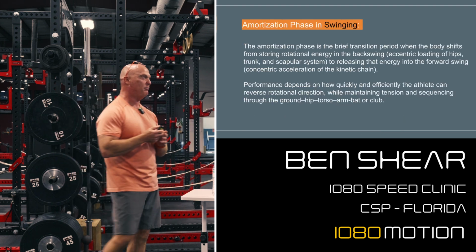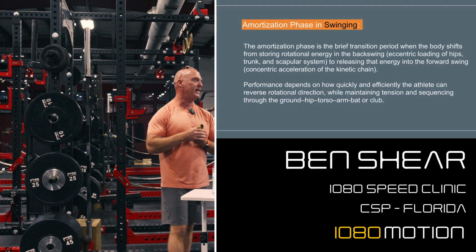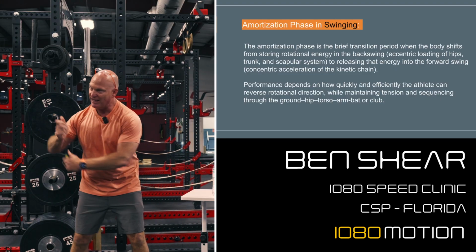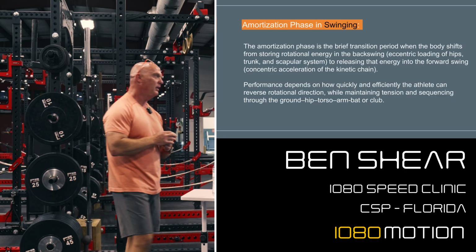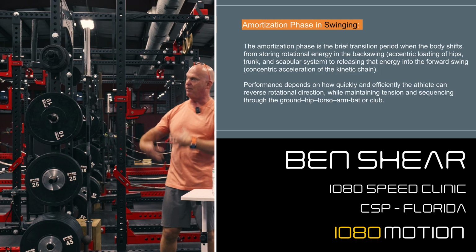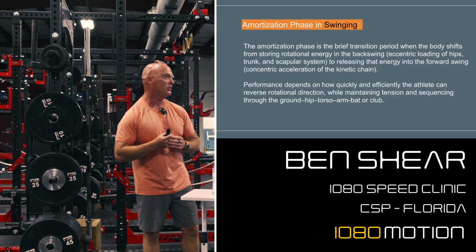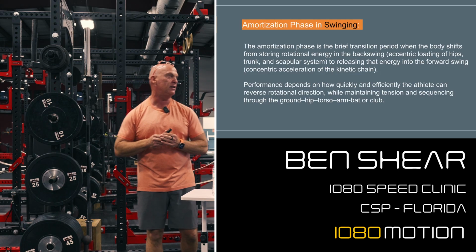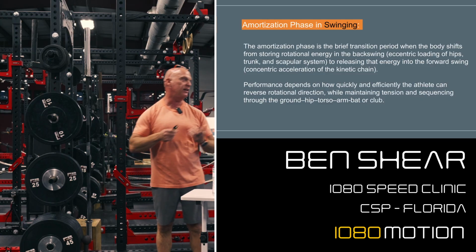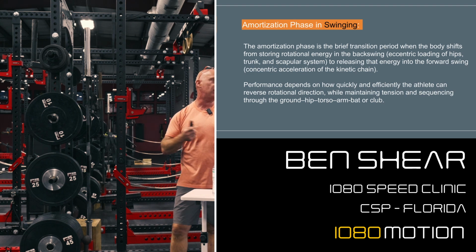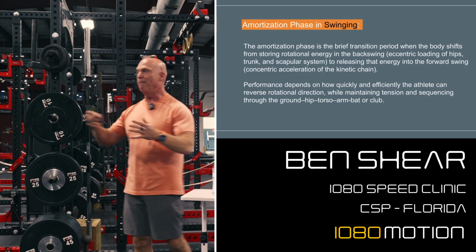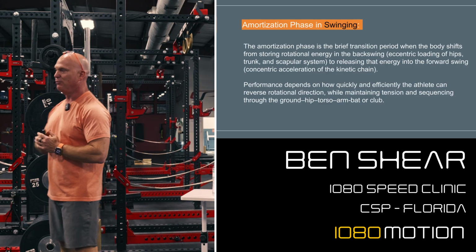The amortization phase is the brief transition period when the body shifts from storing rotational energy in the backswing, right? Even though baseball doesn't have a backswing like golf, it does have a counter trigger to it as well. The body shifts from storing rotational energy in the backswing, the eccentric loading of the hips, the pelvis, the trunk, all of that cool stuff, the scapular system, to releasing that energy into the forward-swinging concentric acceleration of the kinetic chain. Performance depends on how quickly and efficiently the athlete can reverse the rotational direction while maintaining tension and sequencing through the ground, hip, torso, arm, bat, club, whatever object you're using, right?